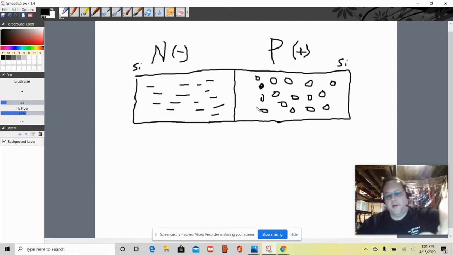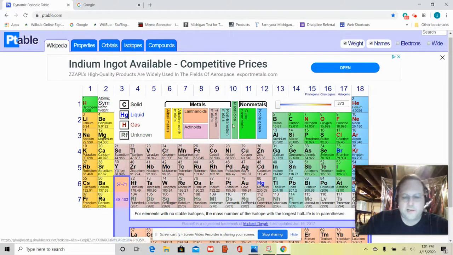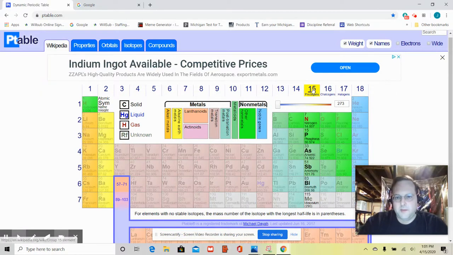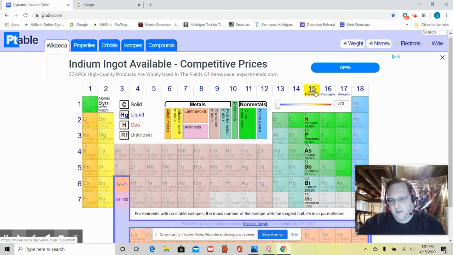So you have sort of a negative side and you have sort of a positive side here. Now, on the negative side, in order to get an extra electron, we're going to use something from the periodic table. We're going to use something from group 15. Why do we use group 15? Group 15 has 5 valence electrons.